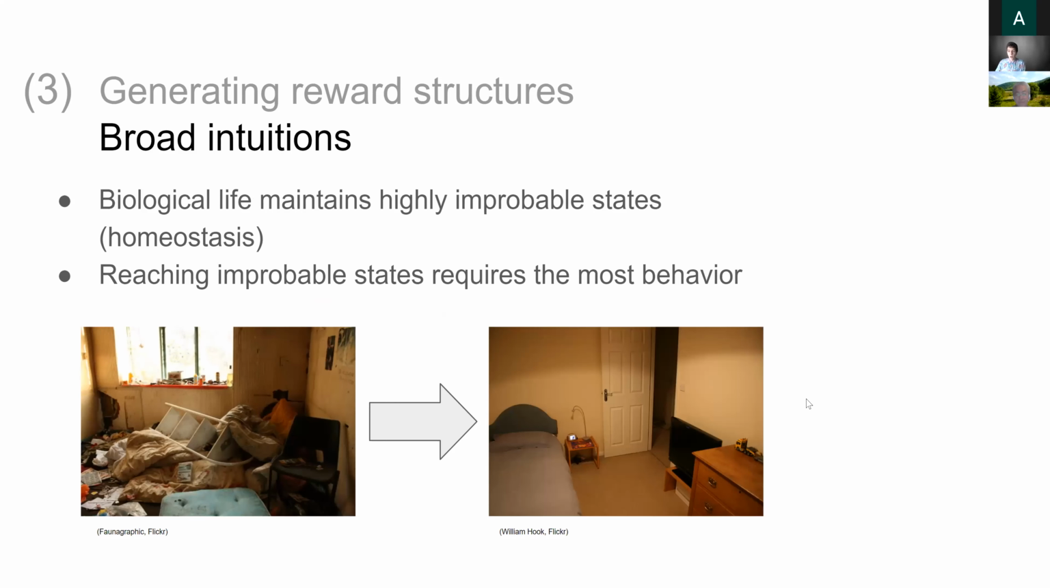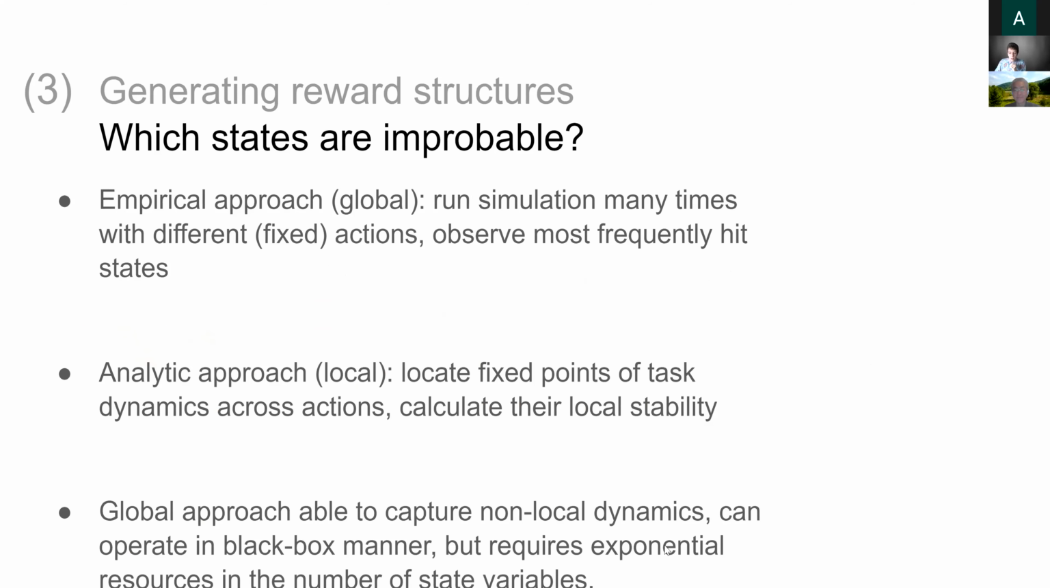For example, it requires a lot of behavior and a lot of care to go from a messy room to a clean room, but it requires much less intervention to go from a clean room to a messy room. So here, I hope that my screen is not covering this. Our question is, which states are improbable? Because our intuition would be that incentivizing those improbable states would result in non-trivial learning.